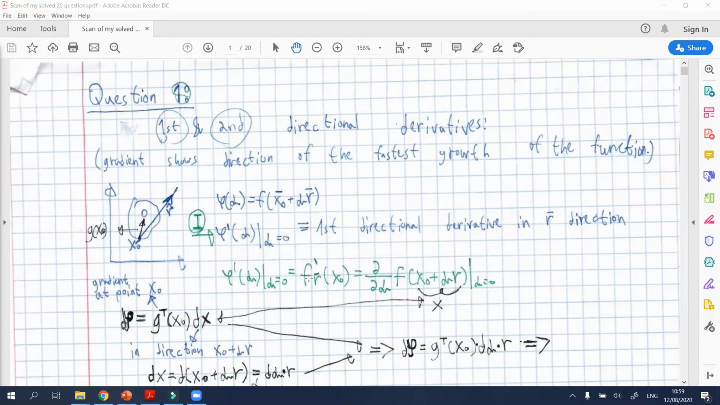Just as a general idea, a gradient of a function shows the direction of the fastest growth of the function. You could see the illustration right here. At point x0, if we derive the function and get the gradient, we'll get the direction of the fastest growth. You see the level sets I've drawn here.